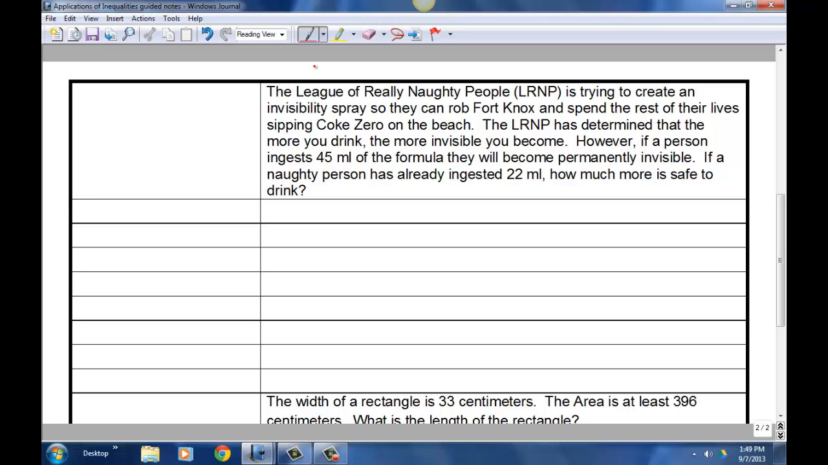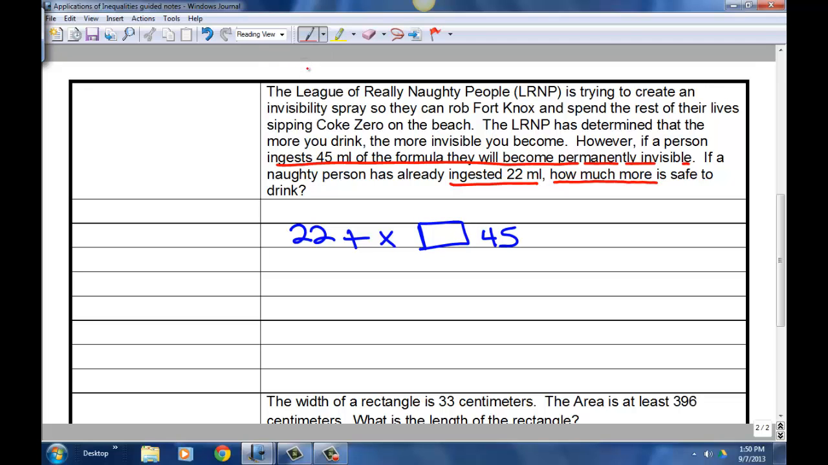This one's a little more ambiguous, but I can probably tell from right here that that's an inequality. I know the person's already ingested 22, and they can go up to 45 before they're in trouble. So to write my inequality, I know that we've started with 22 milliliters. It's already in this person's body. They can drink some amount more, but it can't get all the way up to 45.